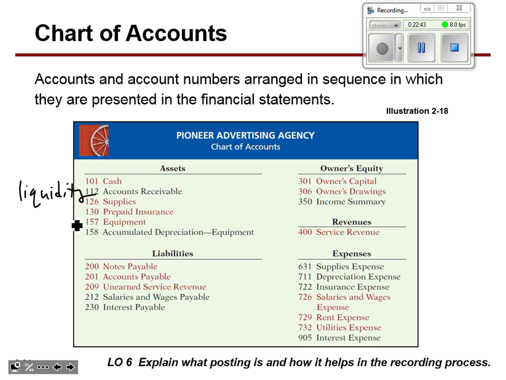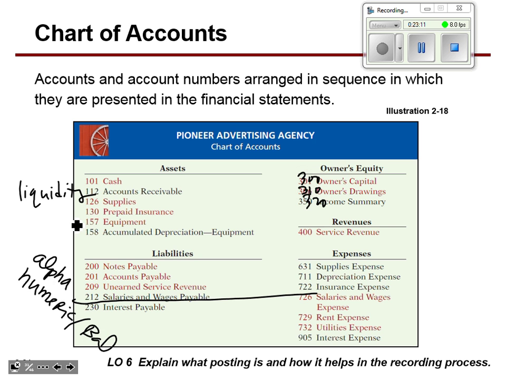Liabilities, I see two ways. I can see them be alphabetized or in numeric order based on their balance, typical balances. Owner's capital tends to be in this order, and again, I'd probably do 300, 310, 320. Expenses, the same over here. They tend to either be in alpha order or in numeric order based on their balances.